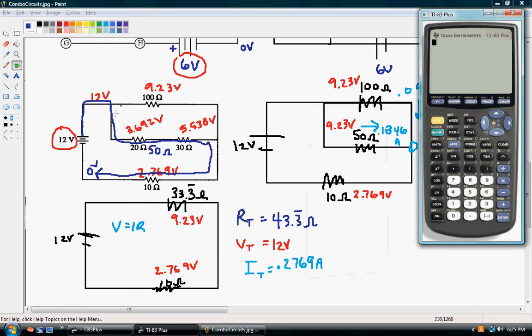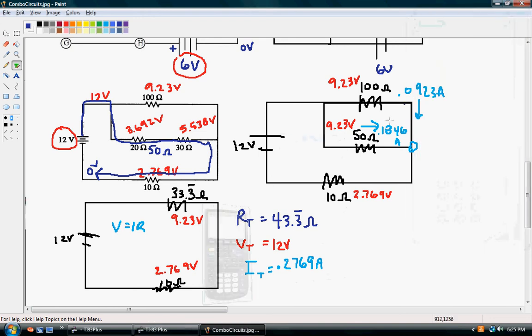And then notice if we go this other way, so through the 100 ohm resistor and then around through the 10 ohm, we had 12. We used 9.23 going through the 100 ohm resistor and then another 2.769 going through the 10 ohm. Notice we get 0.001 again. So we know we got that pretty close.